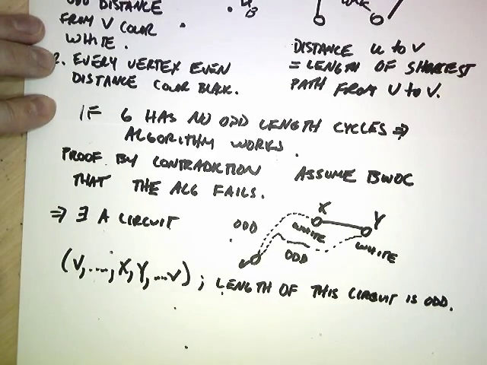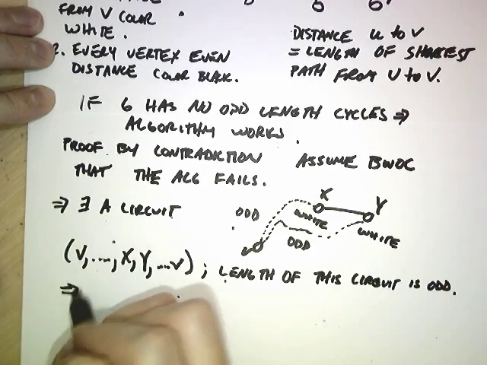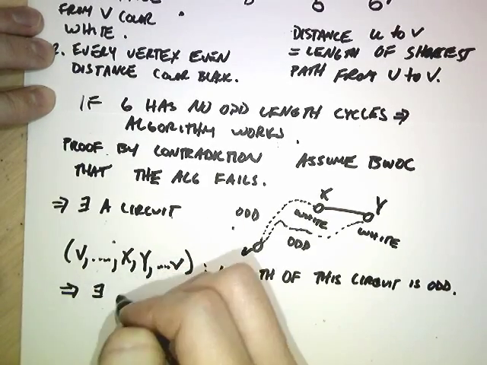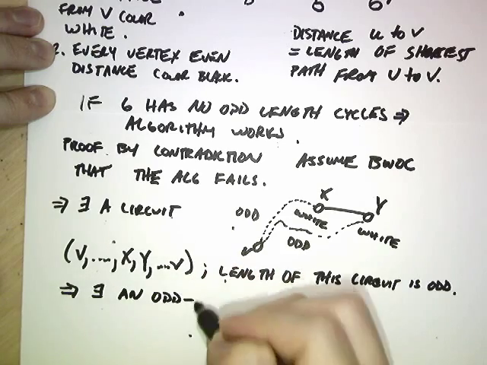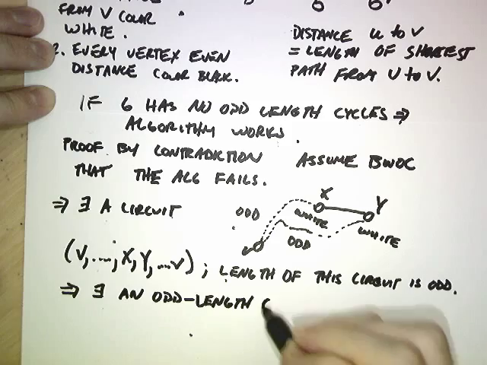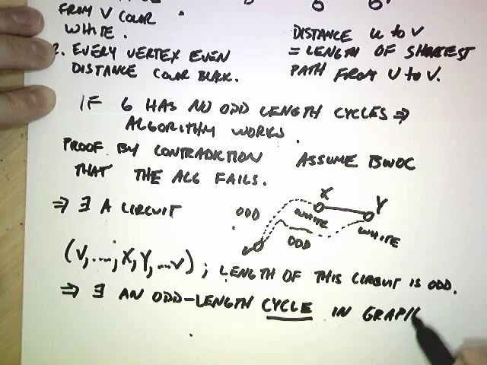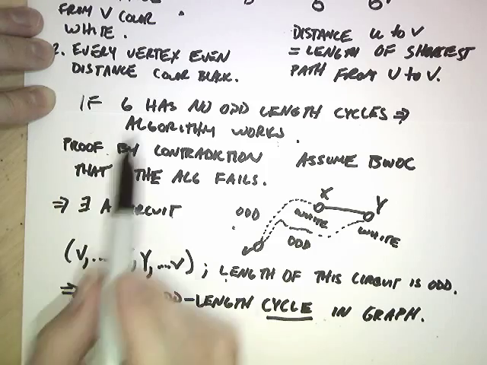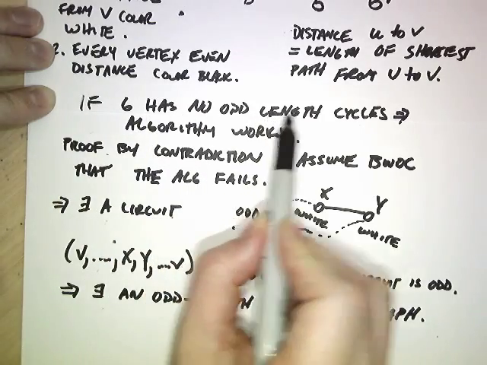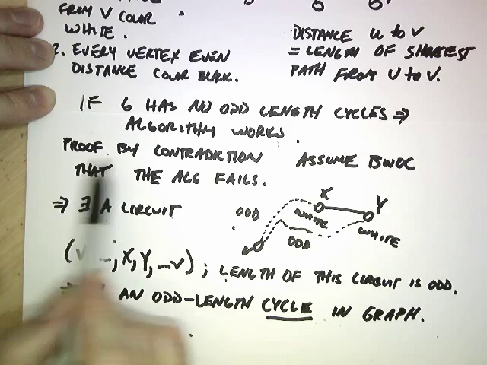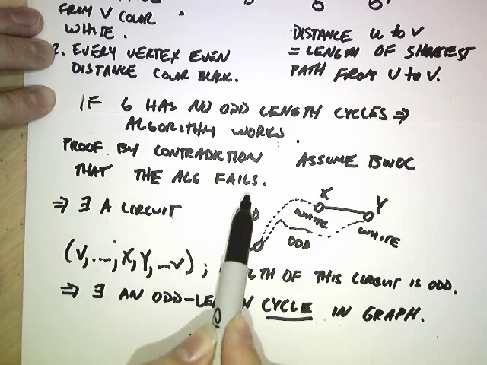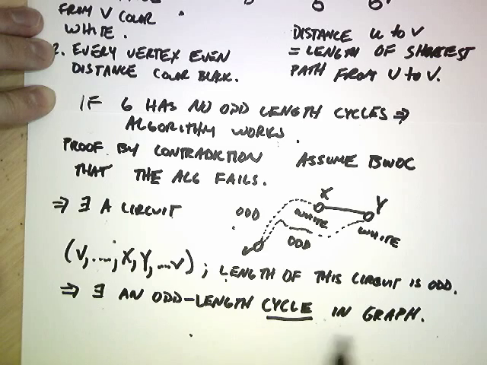What do we know about odd length circuits in graphs? We've proved in a previous video, this implies that there exists an odd length cycle in the graph. Well, great, our proof is done. Remember, we said that we assume that if G has no odd length cycles, then the algorithm works. So we did a proof by contradiction. We assumed that the algorithm fails, and we ended up concluding that there was an odd length cycle in the graph. But we assumed that G has no odd length cycles. So this is a contradiction.